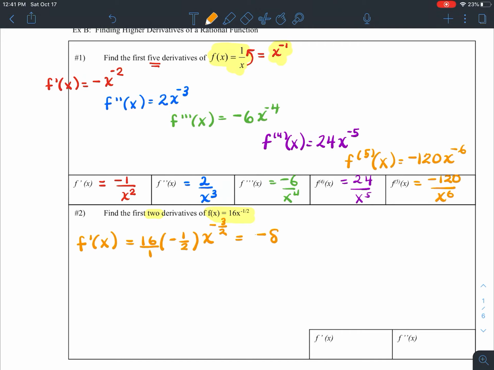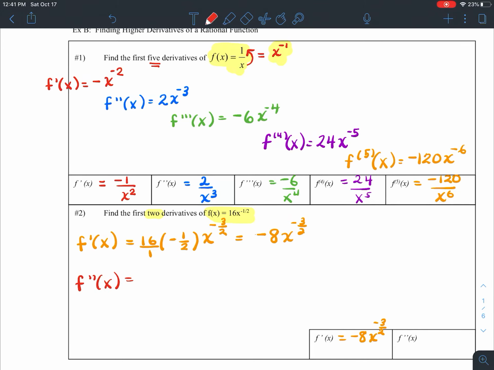And then I'm just simply going to clean this up here. 16 times negative 1/2 would be negative 8. And I'm not going to move anything to the denominator. That way my answer is looking the same as the original. Okay, there's my first derivative.